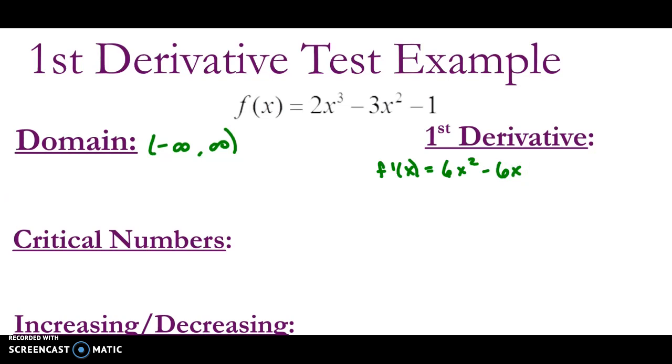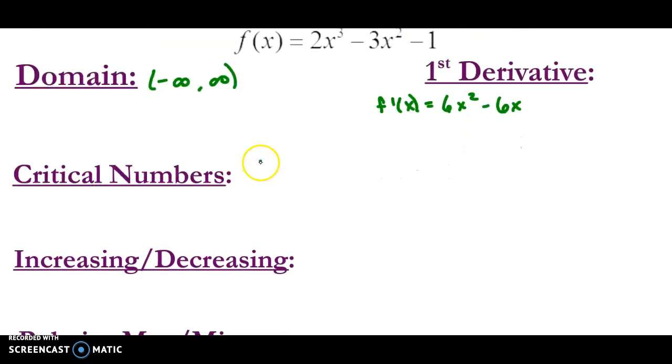All right, let's find our critical numbers. So remember, we set our derivative equal to 0. We get 0 equals 6x times x minus 1. So we get some critical numbers of 0 and 1.